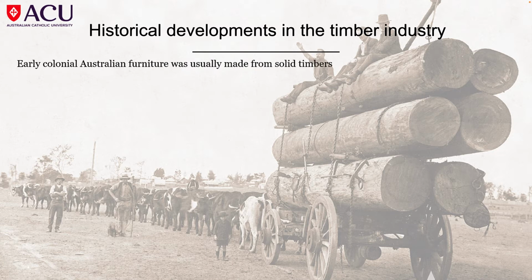So early colonial furniture was usually made from solid timbers. So we didn't use veneers here. We didn't have to. We had a lot of timber to start off with. And as I said, veneers were being used in Europe a lot more. So like I was saying before, they'd either make the furniture here in Australia or they would ship the timber back and it would be manufactured in Europe.